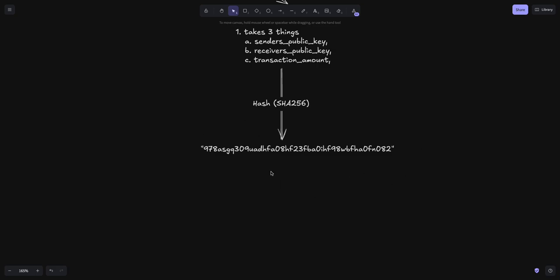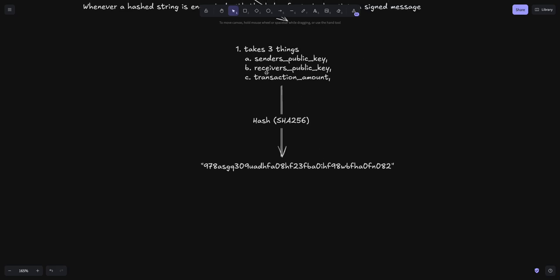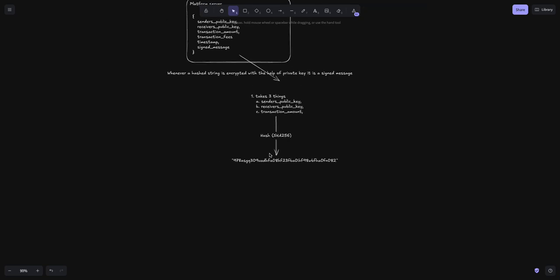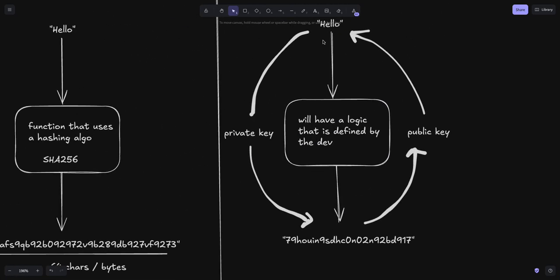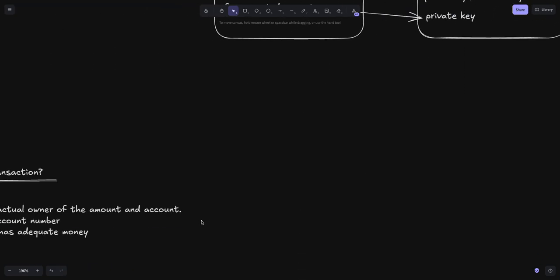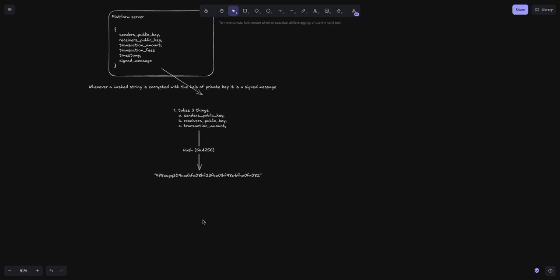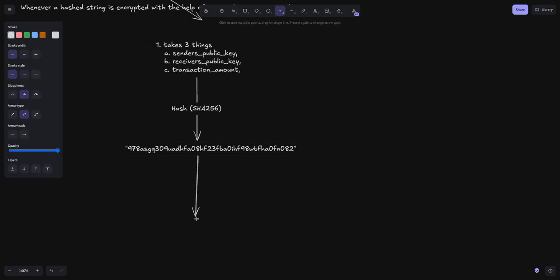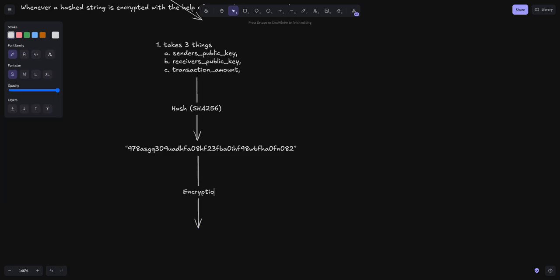Now the actual sender, the authorized person who is sending this data, which is nothing but the check details, has to sign and say, yes, I am the one who is sending the money. How do they do that? By encrypting with the help of their private key. This private key is only available to the sender, the actual owner, and that's why we say don't share your private key with anyone. So they take this and encrypt it with the sender's private key.